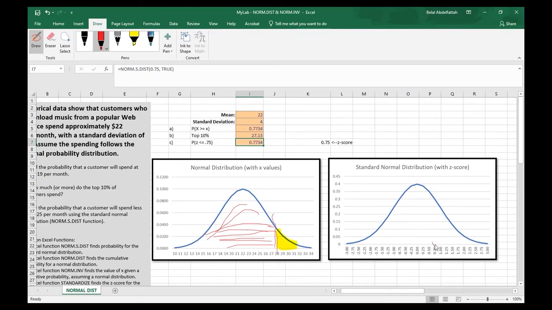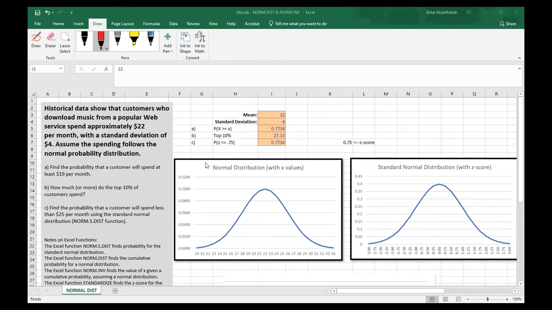Now, here's 0.75 z-score, and we're looking for everything to the left of that. We're looking for that cumulative probability. And when we use the norm.s.dist function, we found that to be 0.7734. Okay, so remember that any x value that you have in a probability problem, assuming that you're dealing with a normal distribution, you can convert into a z-score. So in part A, we were not dealing with a z-score, we were dealing with the x value of $19 per month. In part C, we were dealing with a z-score. For part A, we have this probability, and for part C, we have this probability. So they're both the same.